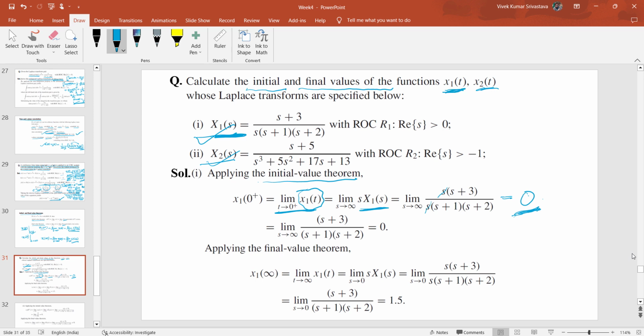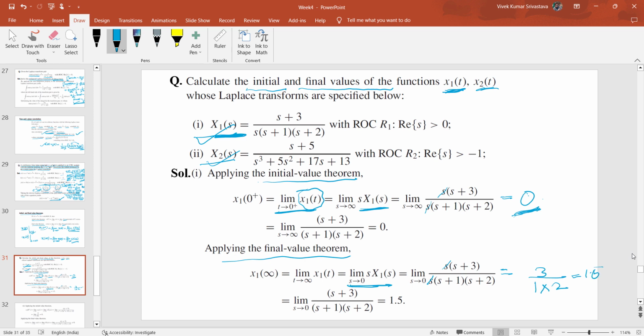Whereas for evaluating the final value, we have to put s equal to 0 instead of s equal to infinity here. Once you multiply s into X1(s), the s from numerator and denominator will cancel each other, and this will be equal to 3 over 1 into 2, which is equal to 1.5.